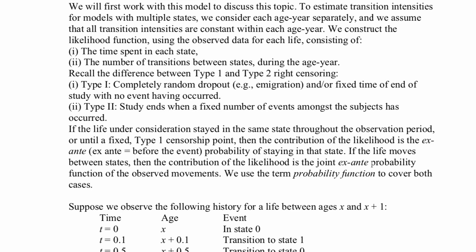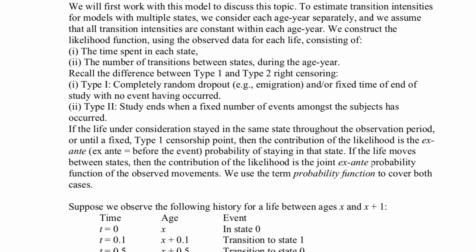To estimate transition intensities for models with multiple states, we consider each age separately, and we assume that all transition intensities are constant within each age year. So between age x and x plus 1, the force of transition for each possible transition is constant, and then it may change next year. This is a bit similar to the constant force of mortality in the year of death assumption that you have seen in Mathematics 380 or some other context of studying life contingencies before.